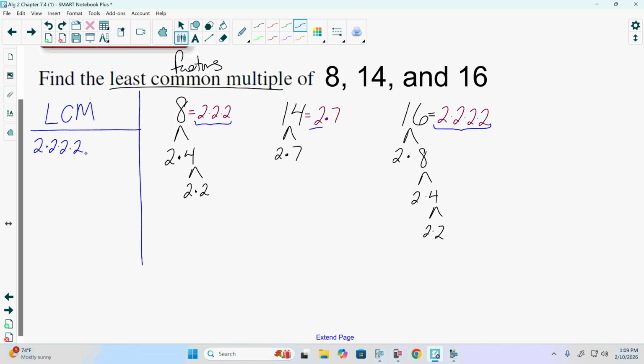because it showed up 4 times in one of the sets of factors. We need it 4 times. It doesn't matter that 8 has it 3 times. 16 has 4 of them. We're taking 4. Then the only other factor is what? 7. And it shows up how many times? Once. Doesn't show up anywhere else, so we only need it once.